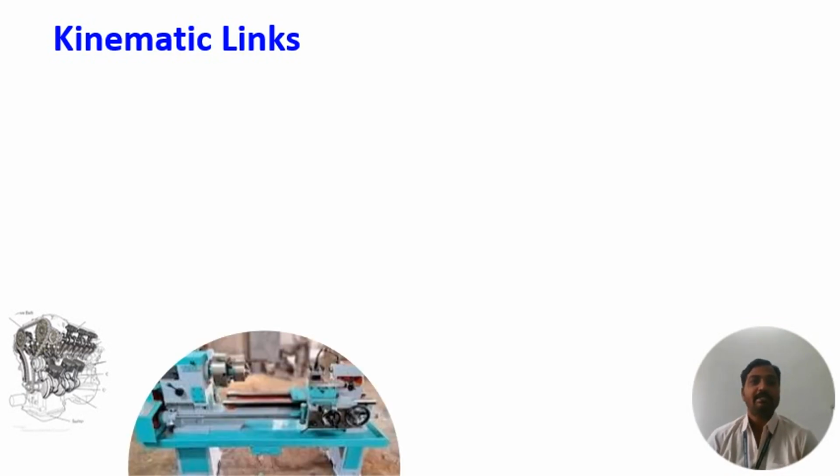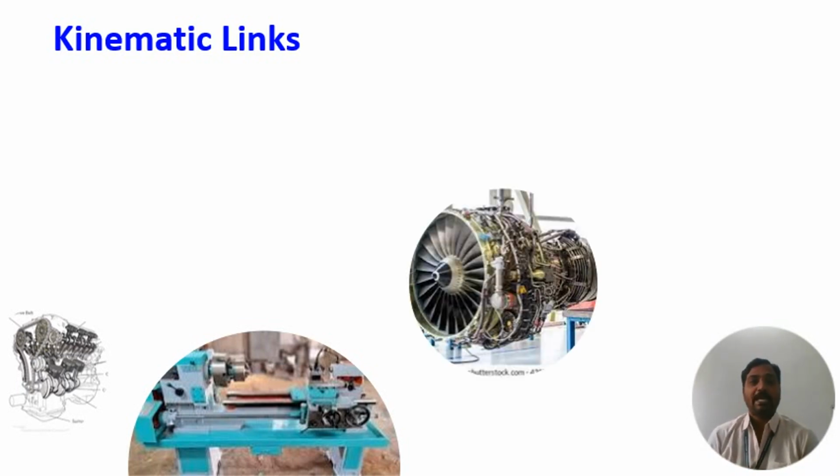Here is the lathe machine. The lathe machine also has different types of relative motions that we are able to generate. That means it is generating a constrained motion to fulfill the desired functions. Similarly, here are the aeroplane engines we are using, and they are also one example of kinematic links. It is a combination of kinematic links, as we can see.